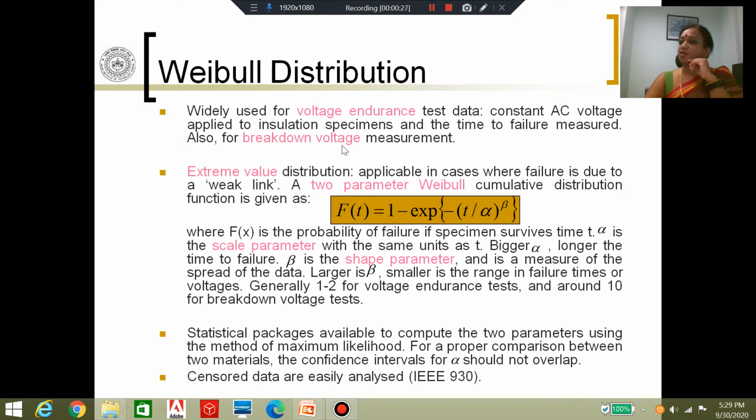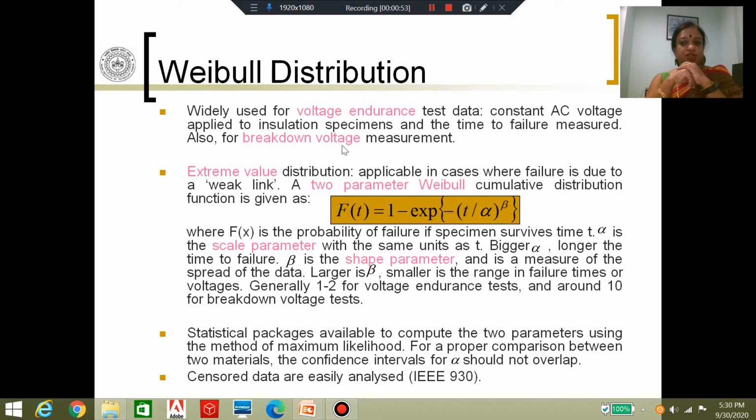One is the breakdown voltage measurement. Here we ramp up the voltage at a particular rate, at a constant rate, and we note the voltage at which breakdown happens. So the random variable in this case is the breakdown voltage. So you would have a probability distribution in voltage. That is one way. A similar test, which is kind of related, is the voltage endurance test.